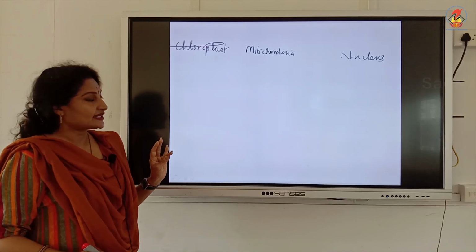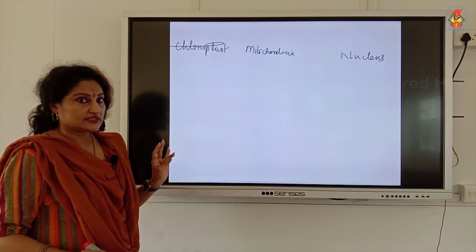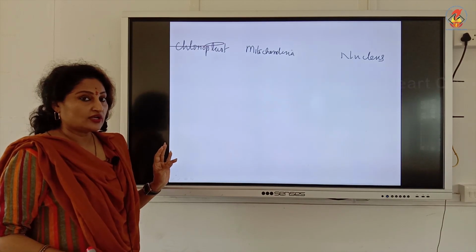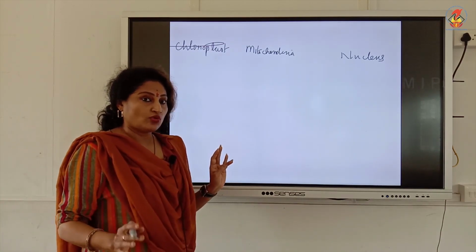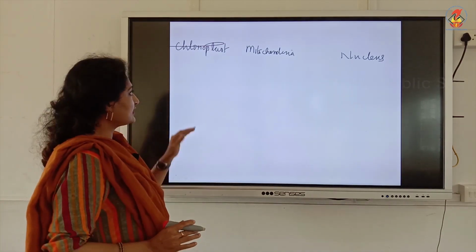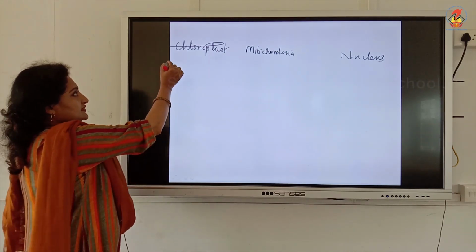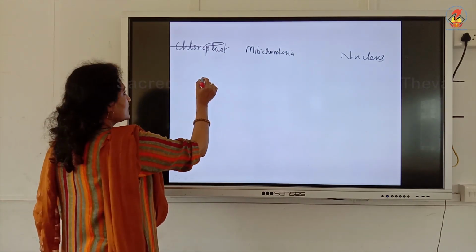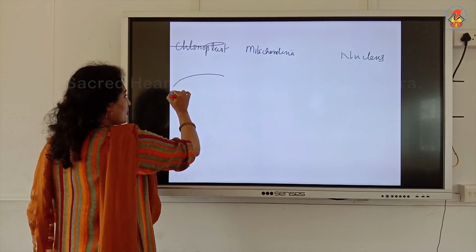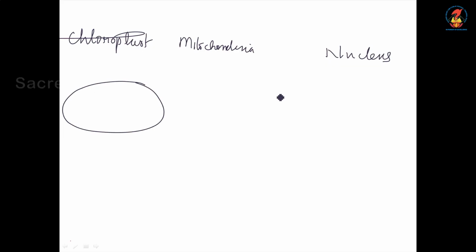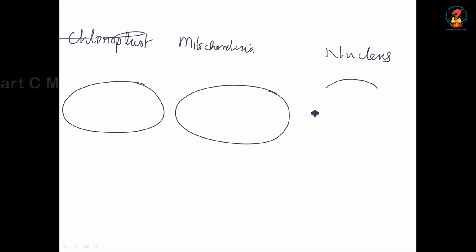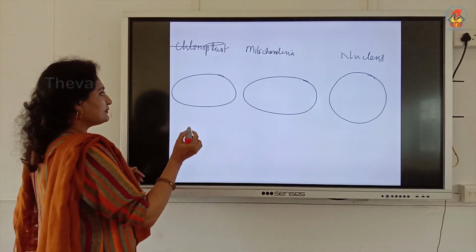Then the second specialty of this is that they have their own genomic material. I'll come to it. First, let's describe the shape of each. Chloroplast is discoid or oval in outline. Similarly, mitochondria is oval or discoid in outline, but nucleus is spherical in outline. Now I just drew only one outline, which means only one membrane. I must make a double membrane.